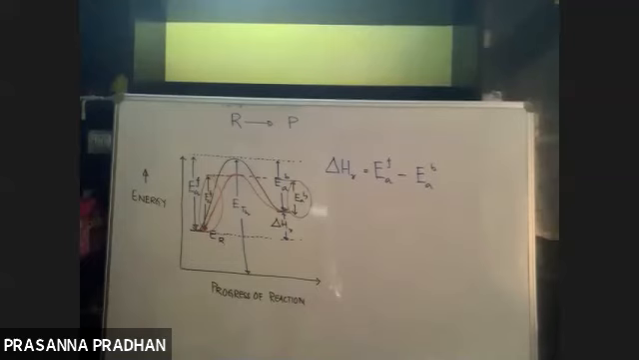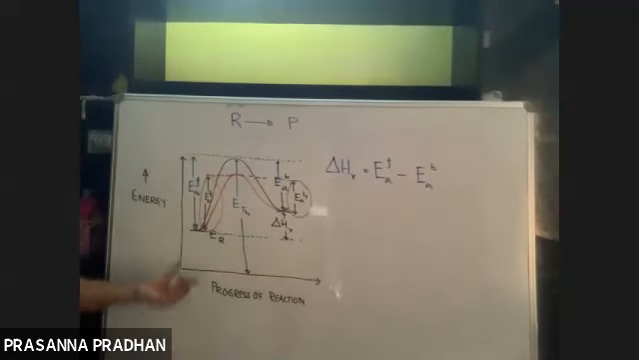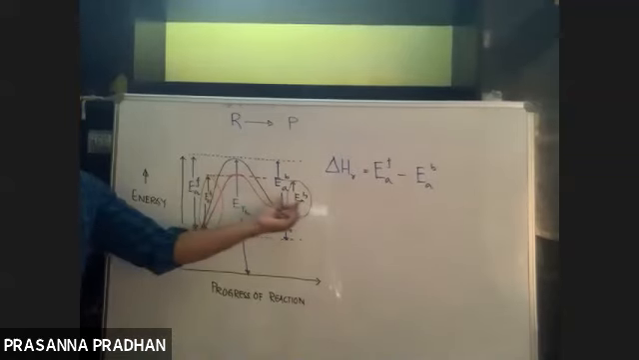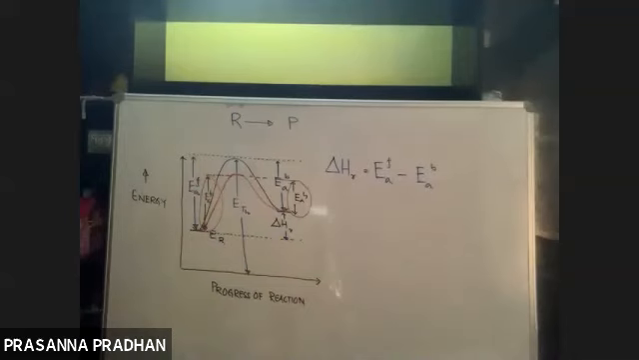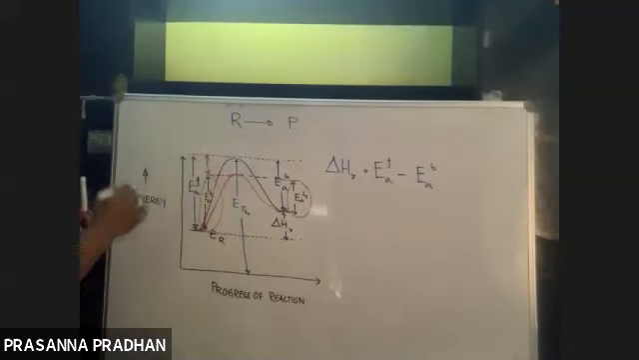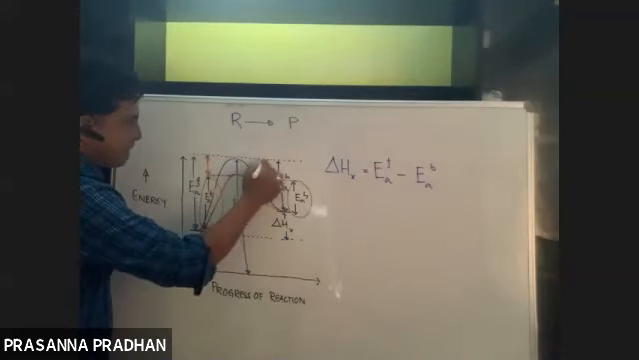So do you think delta H changes in presence of a catalyst? Do you think delta H has changed in presence of a catalyst? The answer will be no. Why does not delta H change? Because the activation energy for forward and backward reaction changes by the same amount. The activation energy for the forward reaction is decreasing by this amount. And the activation energy for the backward reaction is also changing by the same amount.